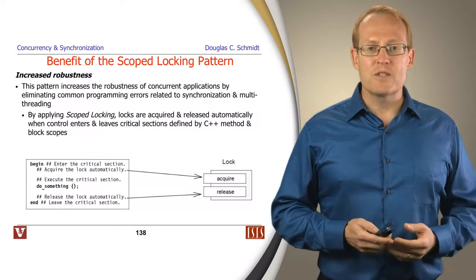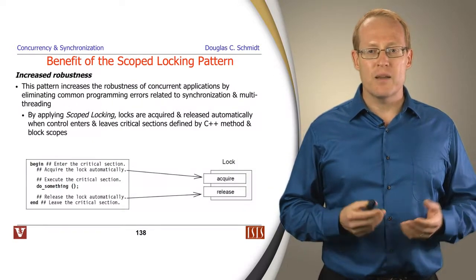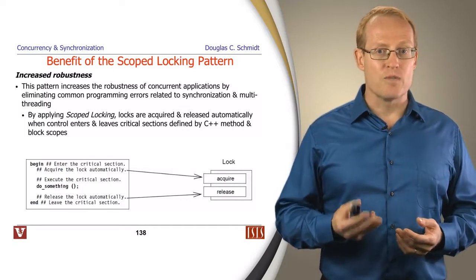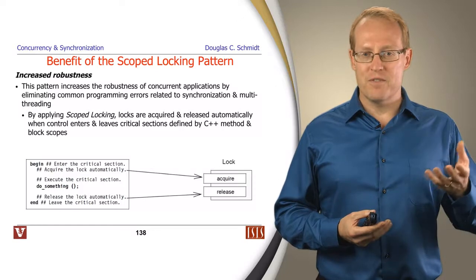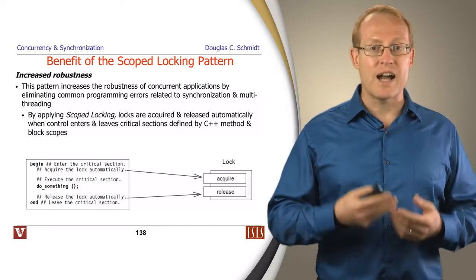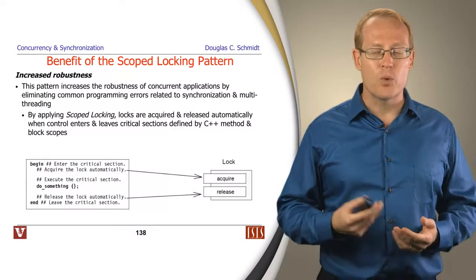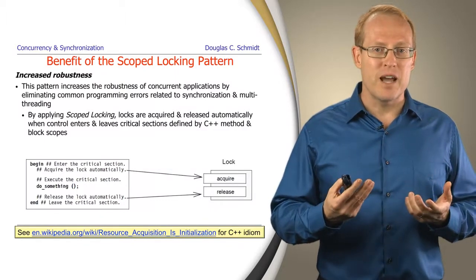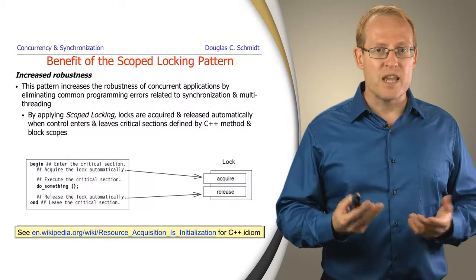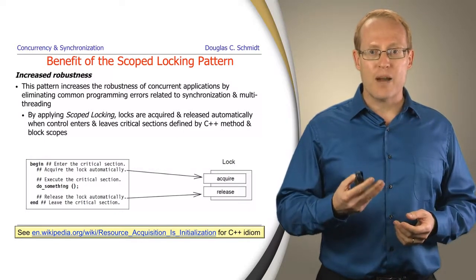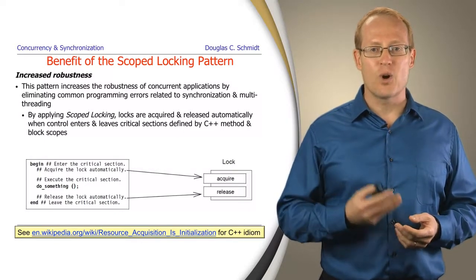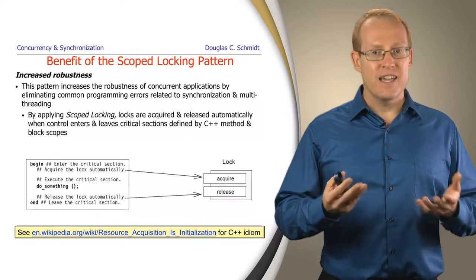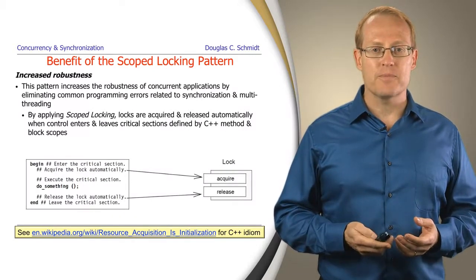There are a number of benefits, of course, to using this particular pattern. It makes things more robust because you can eliminate this common source of errors where you make the mistake of forgetting to release the locks or jumping out of the scope too quickly and having problems. This, of course, is really an embodiment of a broader C++ idiom called Resource Acquisition Is Initialization, or RAII. You can read more about RAII here at the Wikipedia site.